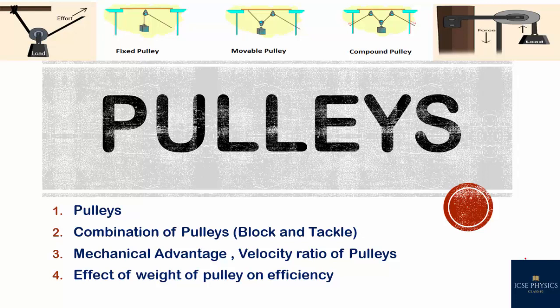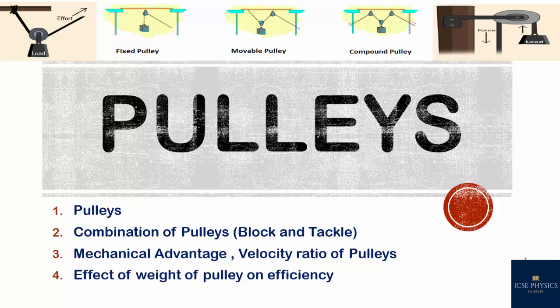This is the last section of the chapter machine. In this video, we will study what is a pulley, then the combination of pulleys like fixed pulley, movable pulley, compound pulley. Then we will calculate the mechanical advantage and velocity ratio of each type of pulley, and then at the end we will see how the weight of the pulley determines its efficiency and velocity ratio.